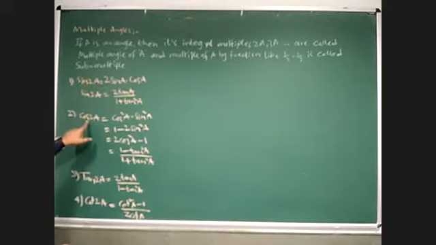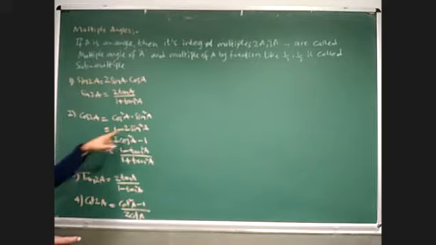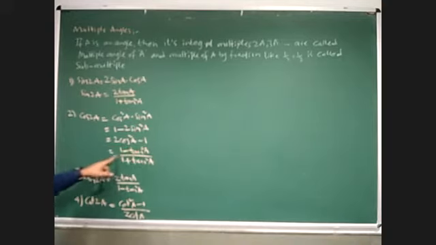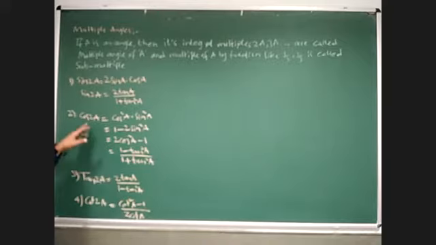Okay, now cos 2A is equal to cos square A minus sin square A. Then the second formula of cos 2A is 1 minus 2 sin square A. The third formula of cos 2A is 2 cos square A minus 1, and the fourth formula of cos 2A is 1 minus tan square A by 1 plus tan square A. Okay, so cos 2A has 4 formulas, sin 2A has 2 formulas.